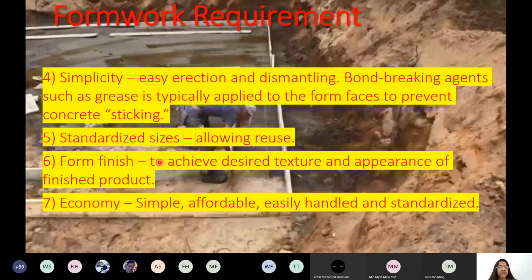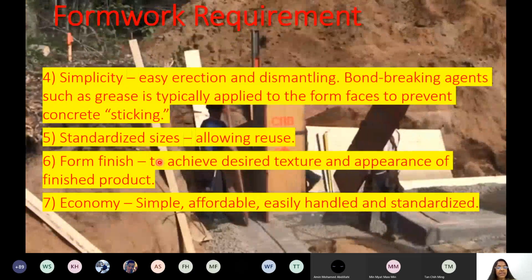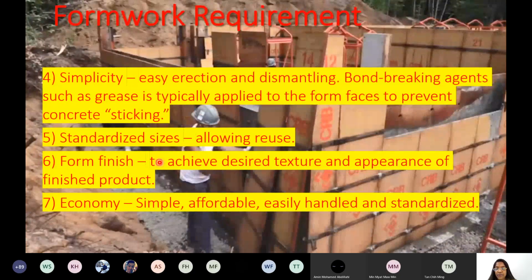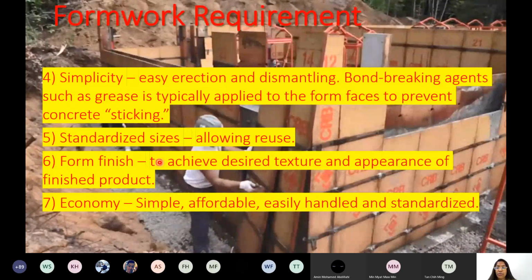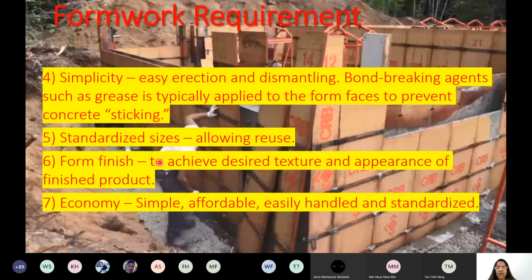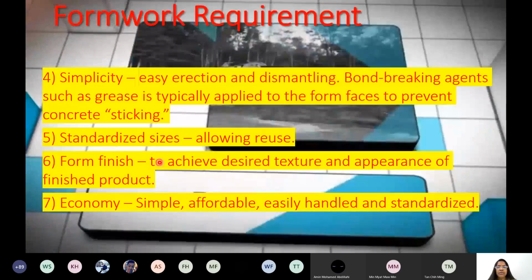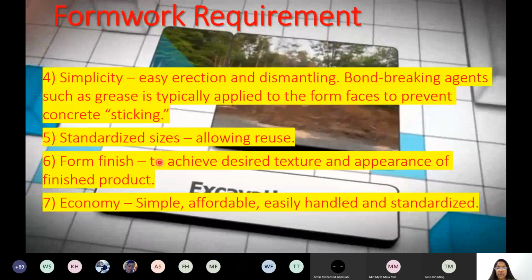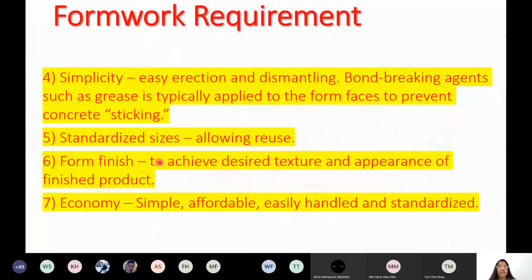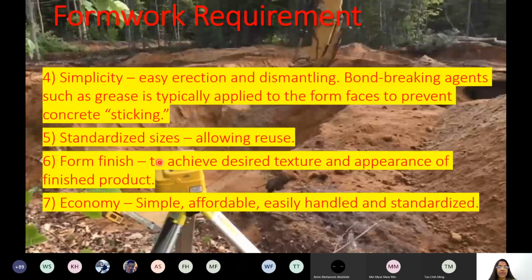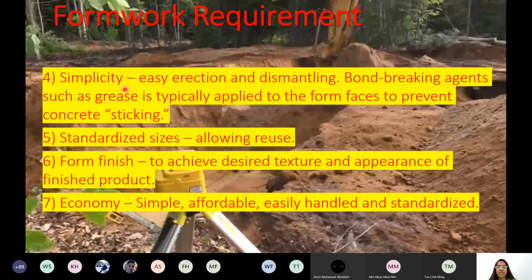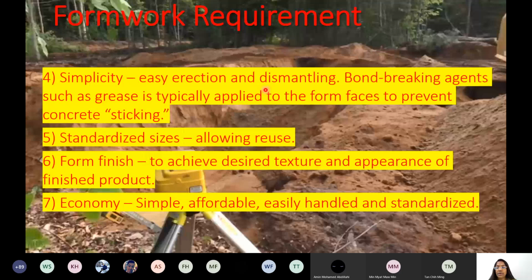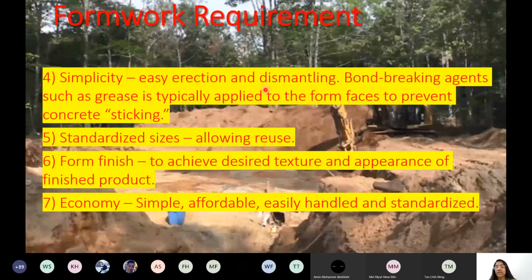Formwork requirement, further: you should have simplicity, right? Because it's a temporary structure, not a permanent structure, don't go for something complicated and costly. Go for cost-effective, stronger materials and sizes. Sizes will anyway follow the size of the beam and column, but adapt the exact size. Adapt simple materials, with easy erection and dismantling, easy handling, and easy assembling and dismantling.